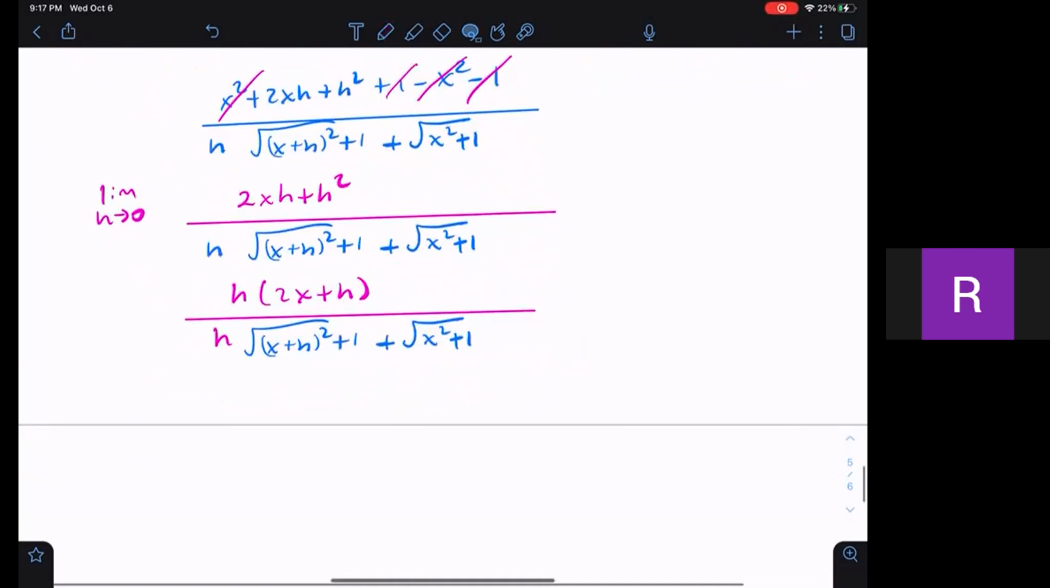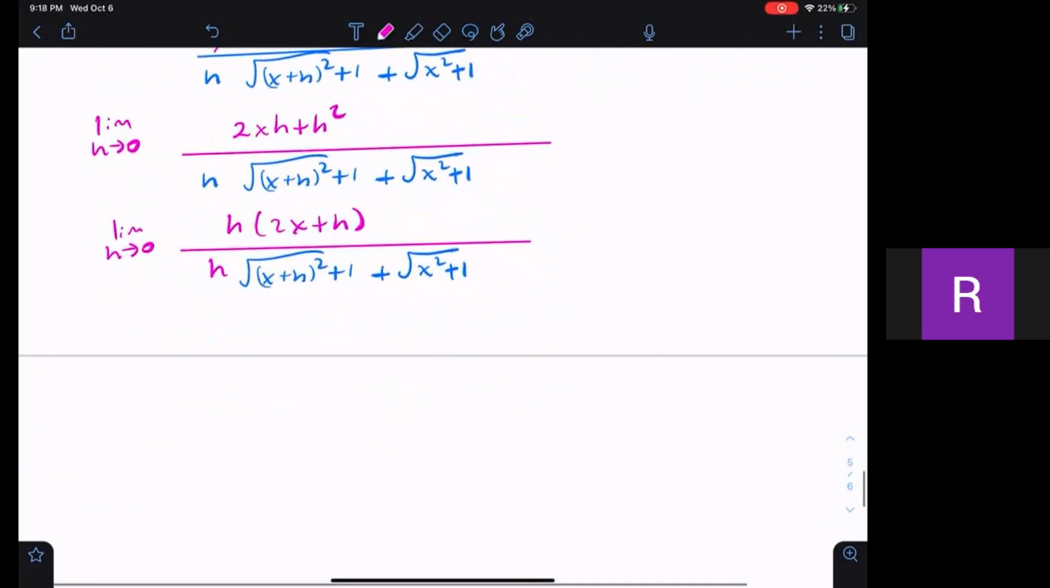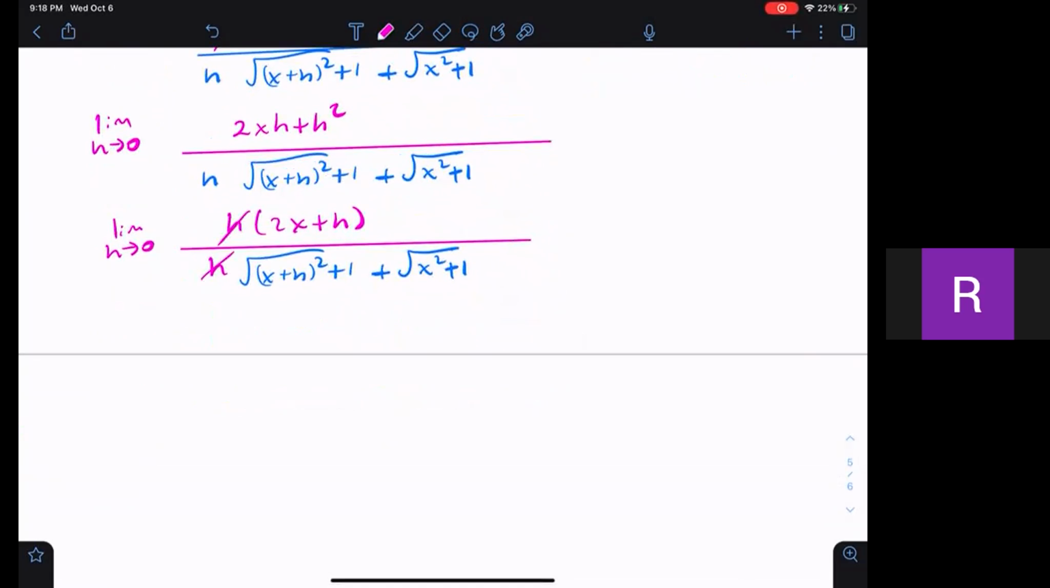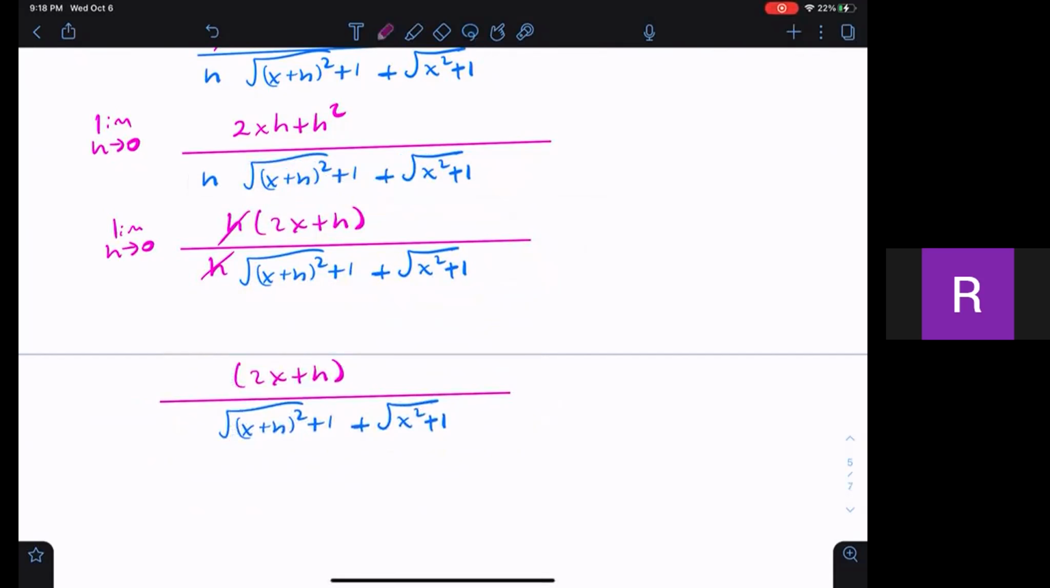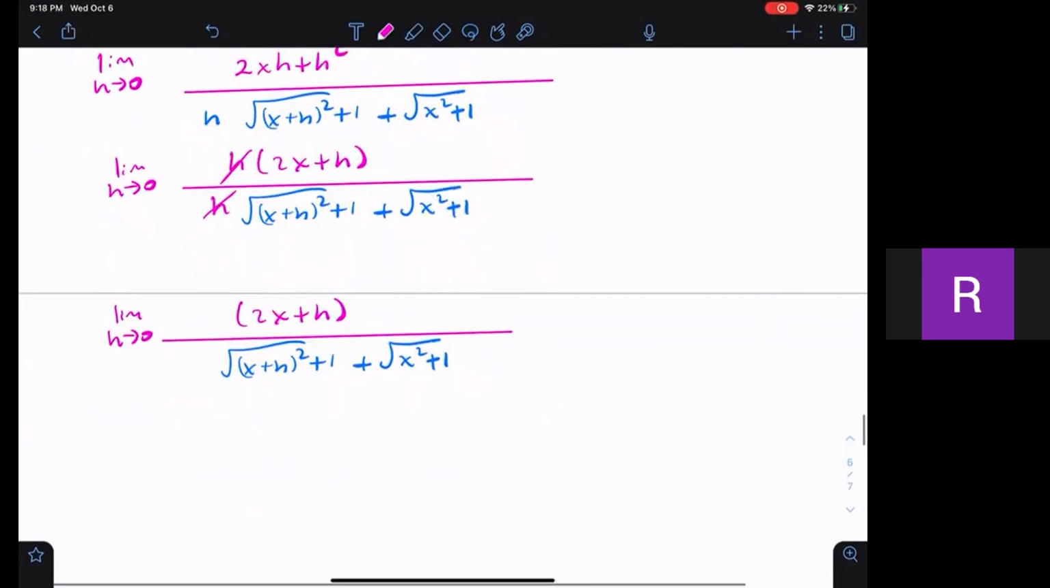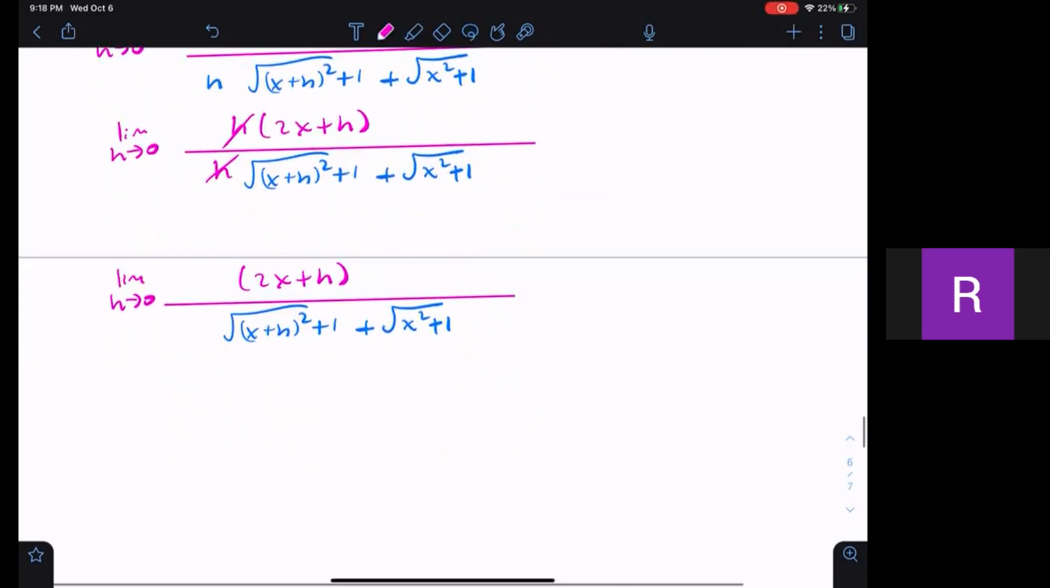Okay, so this is the limit as h approaches 0. The h's cancel, and we get this thing, right? And this is the limit as h approaches 0. So now we have that. At this point, we can plug things in.